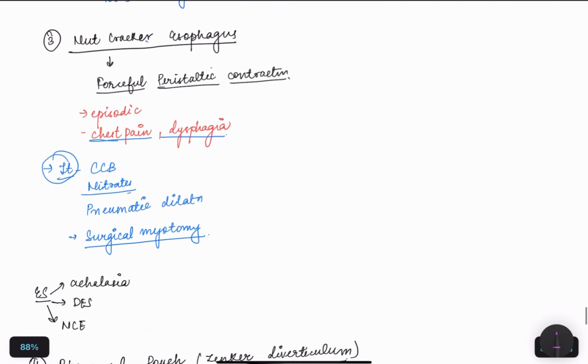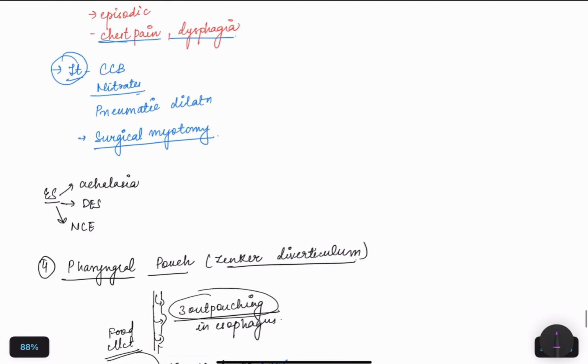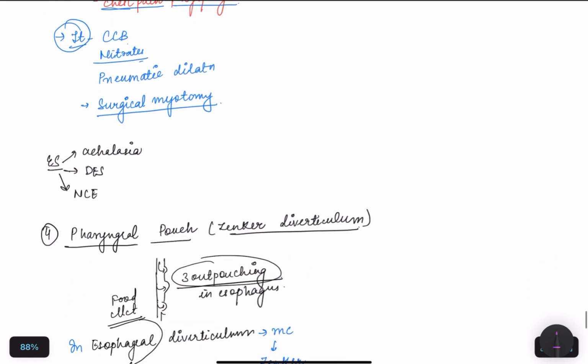Third is nutcracker esophagus, in which forceful peristaltic contraction occurs. In diffuse esophageal spasm, there is no peristaltic movement. In this, forceful contraction occurs, which results in episodic chest pain and dysphagia. We can treat by calcium channel blockers, nitrates, pneumatic dilation, or surgical myotomy.